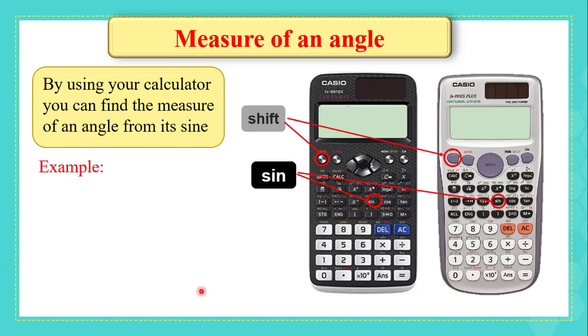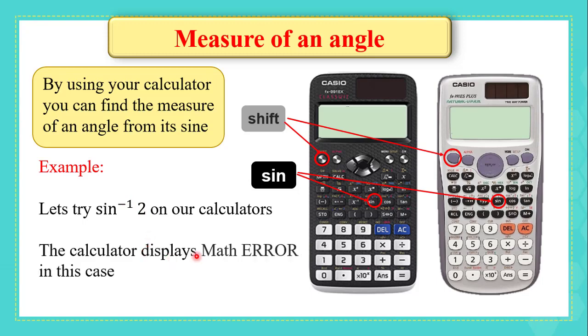Try now to put sine minus 1 of 2, as we have mentioned that the sine of an angle should not be greater than 1. Here we used a value greater than 1. Then when we need to calculate the measure of the angle that refers to this sine, you will notice that sine minus 1 of 2 on the calculator will display a math error in this case.